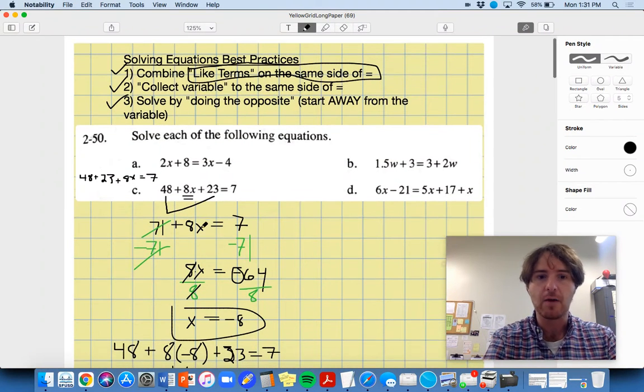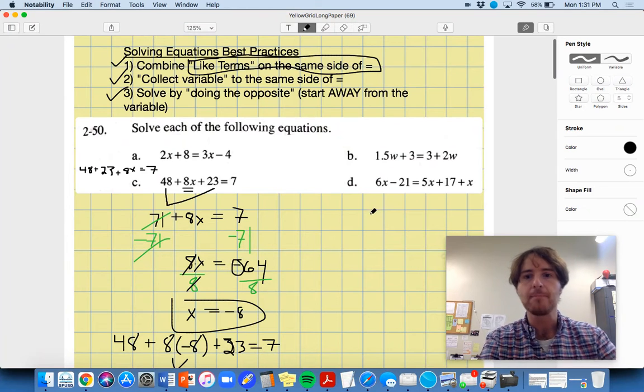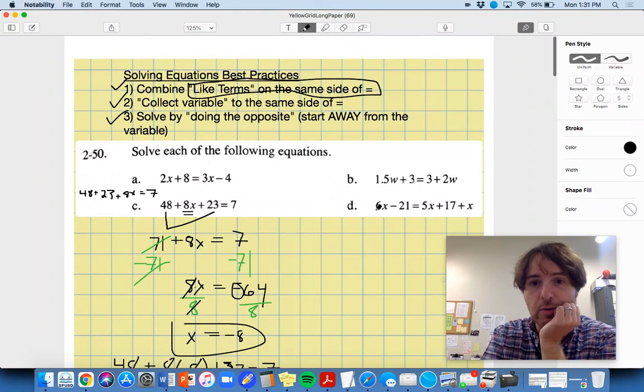Here, we got rid of the plus 71 first because that's further away from the x. 8 is touching the x, so let's wait until the very last thing. Just divide both sides by 8, okay? All right, combine like terms. What do we got here? 6x and 21. Can we combine those?